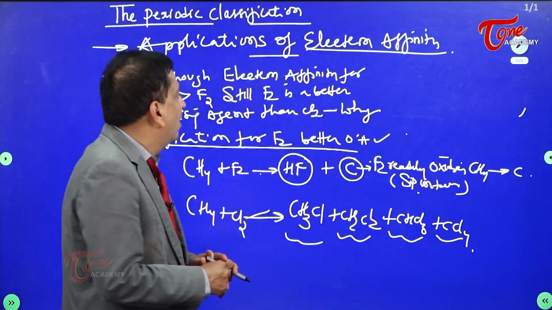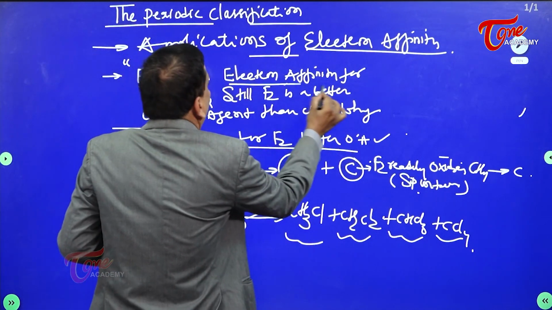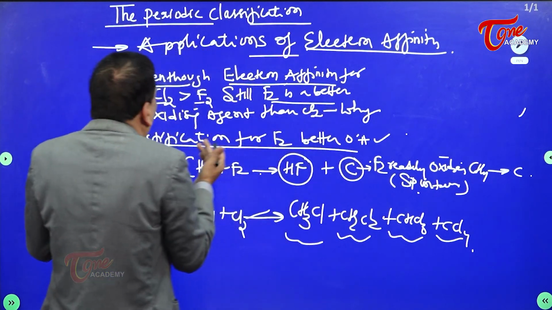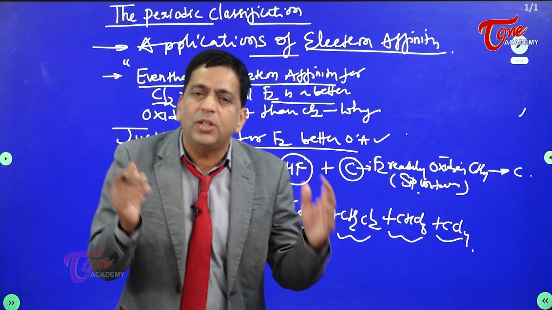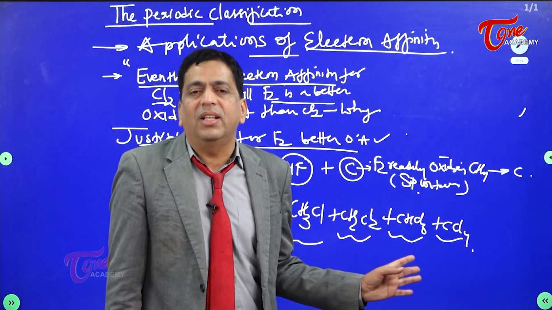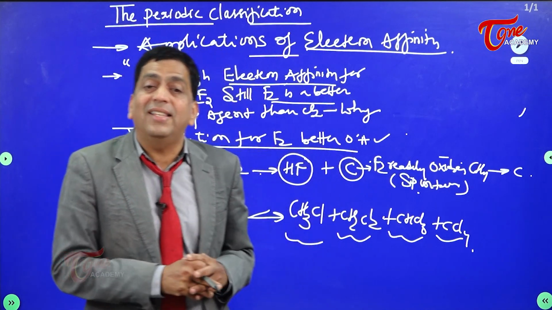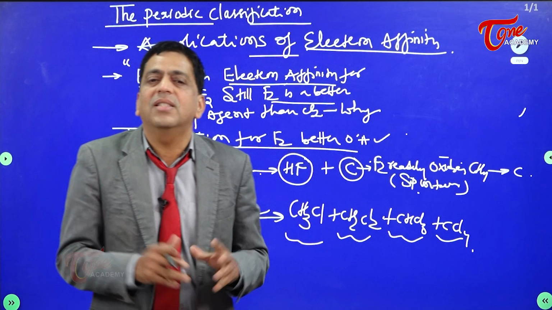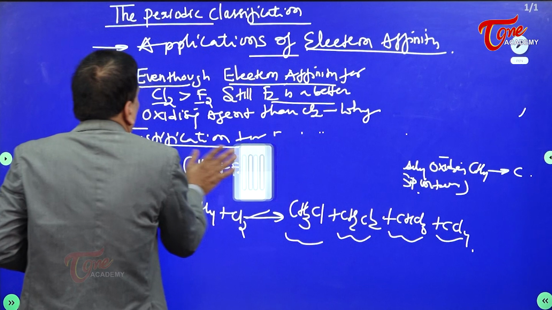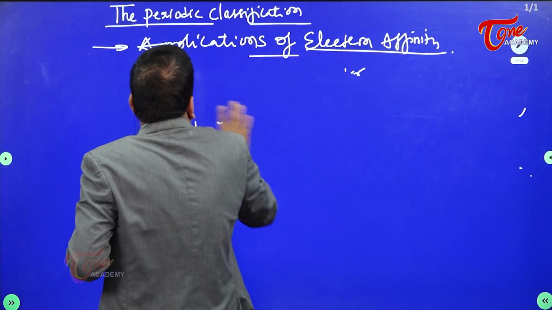So the truth is, even though electron affinity for chlorine is greater than fluorine, still fluorine is a better oxidizing agent than chlorine, and we have to give the reason. This is the justification. What I'm giving is that fluorine is a better oxidizing agent. Now let us reason why such a thing will happen. Let's explain this: the explanation for fluorine being a better oxidizing agent.